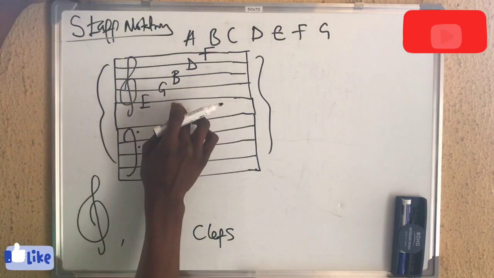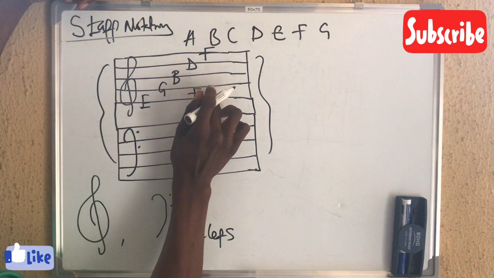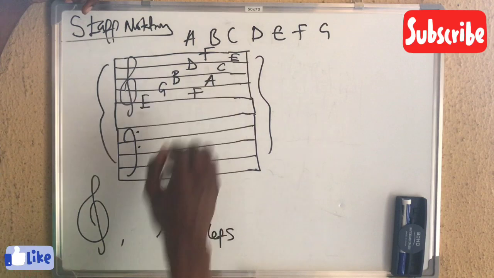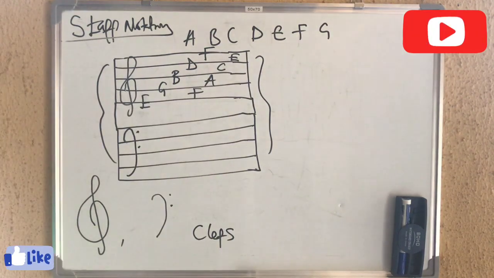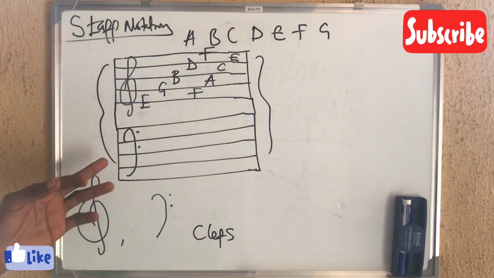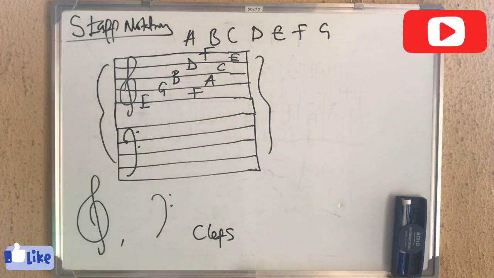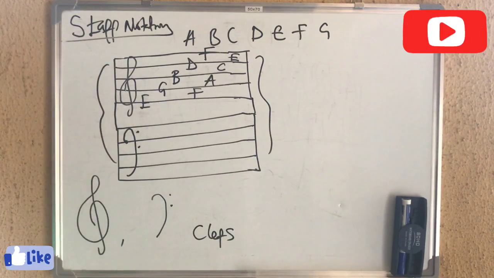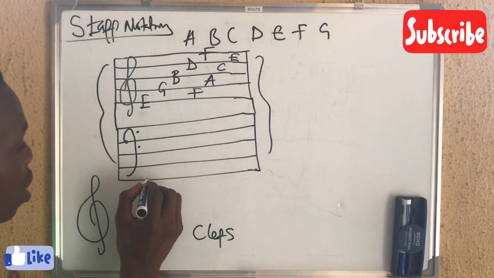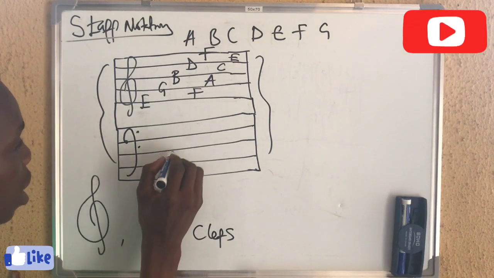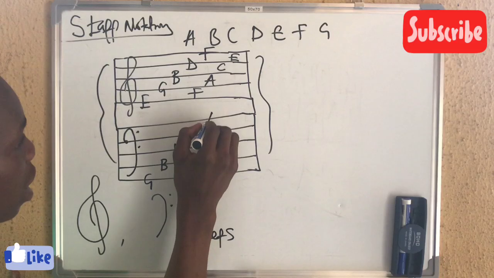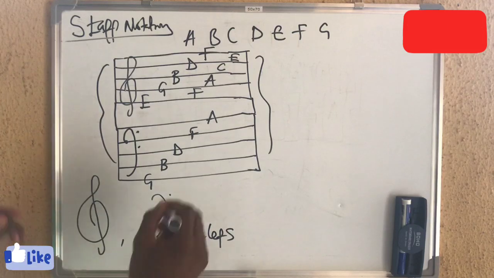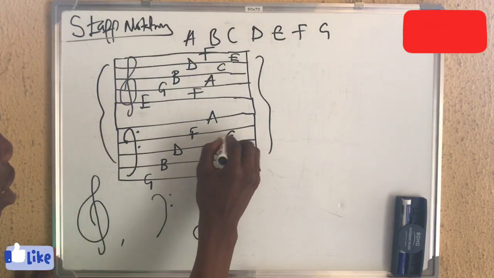Then let's do the spaces. We'll have F on the first space, A on the second space, C on the third space, and E on the fourth space. Very good. Then coming to the bass clef, I told you that something must change, because here is the treble, here is the bass, so there's no way they will be the same. Here, starting with G, here B, here D, here F, and here A. You see how it's going now? Then we have A, C, E, and G.